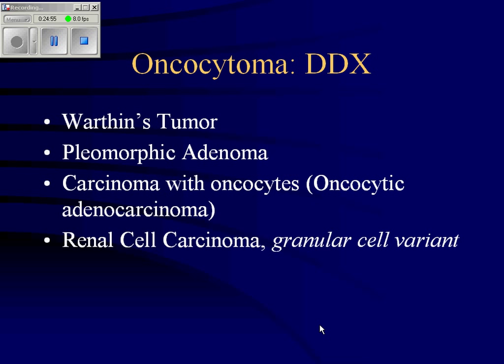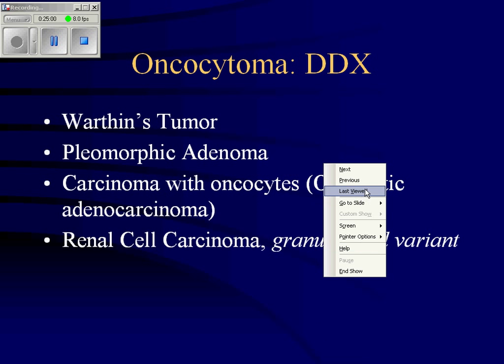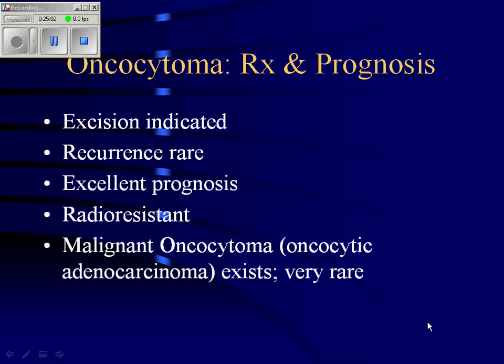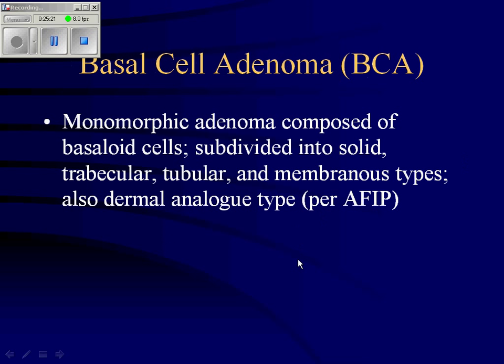Often it's nice to have a history. If the person has a history of renal cell, it's real nice to know. But oncocytoma should be excised, but recurrences are rare, real good prognosis. You can't radiate it to death, that doesn't work. And there is such a thing as a malignant oncocytoma, just to know that. The other term is oncocytic carcinoma, sometimes you'll see that.